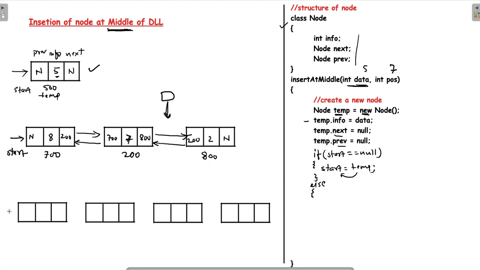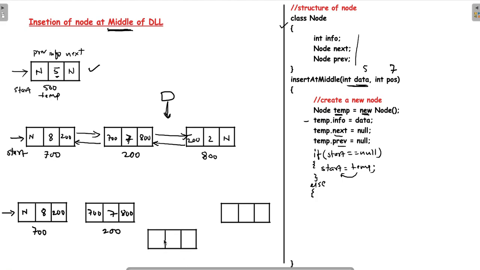Okay, so what I'll do, I'll write the existing list as it is. So suppose this is node, this is 8, this is 200, this is 700, this is again 700, this is 7, this is 800, this is 200. And I'll make some small changes here. This is our new node which you want to insert, and this will be your existing node, that is 202, null and 800. So all these nodes are connected here.